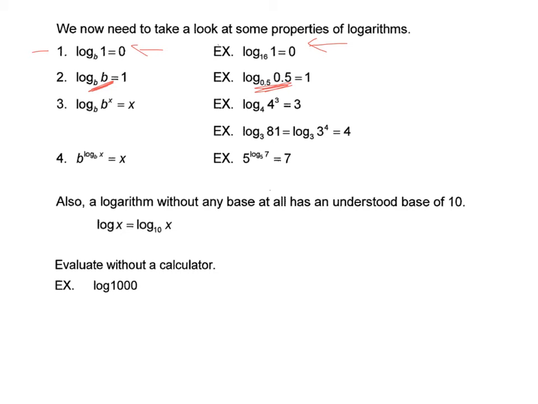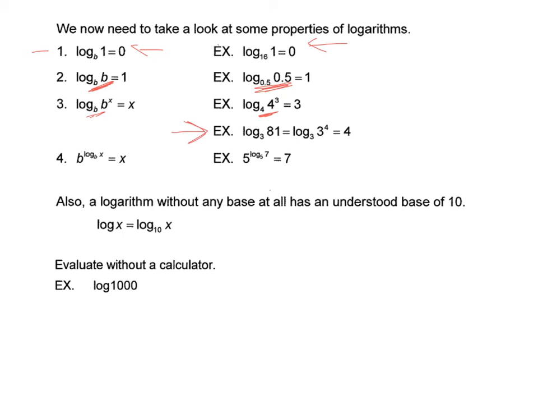Property number 3 is similar. Log base b of b to the x equals x. So this time our little base and our regular number are the same, but we're going to have an exponent now, so the answer is just the exponent. So our example, log base 4 of 4 cubed, since the 4's are the same, the answer is just the exponent, which is 3. Now, you'll come across problems that are tricky.